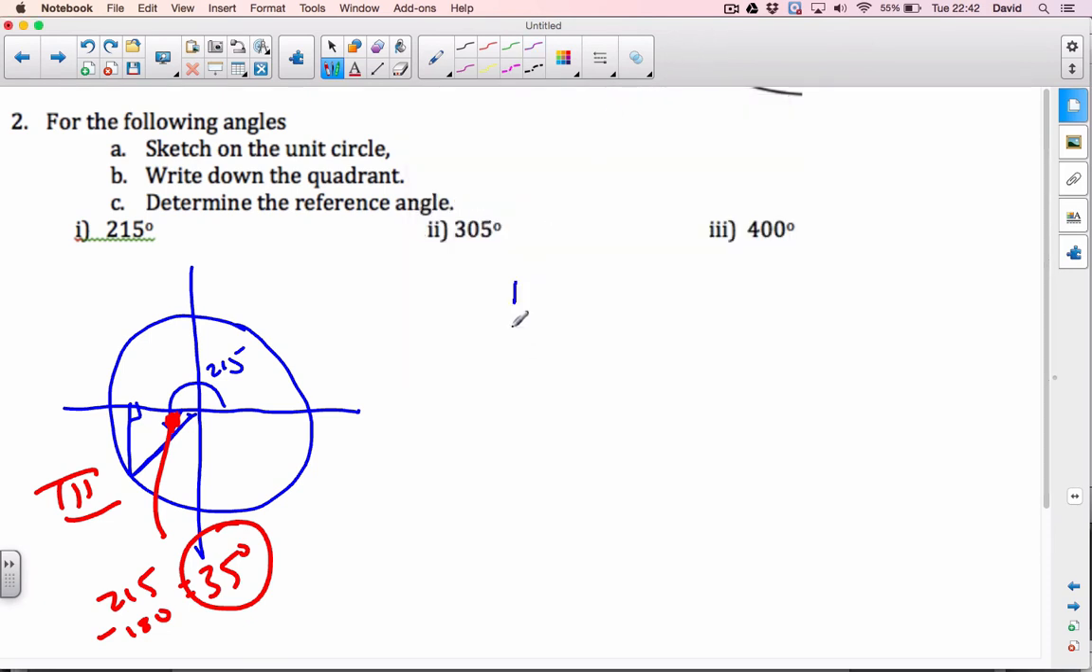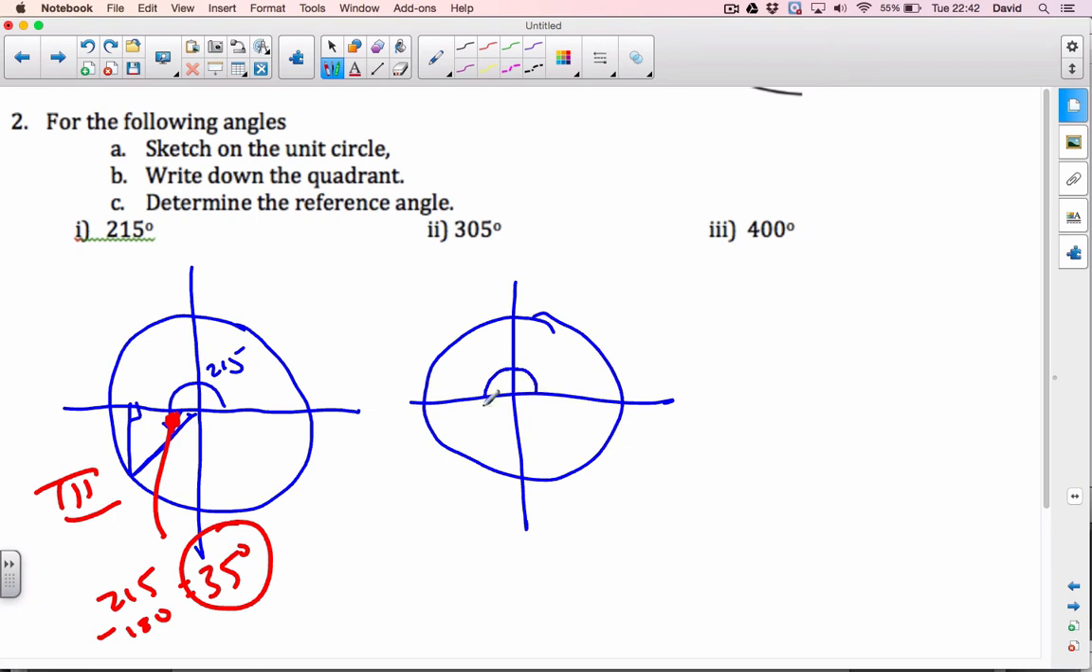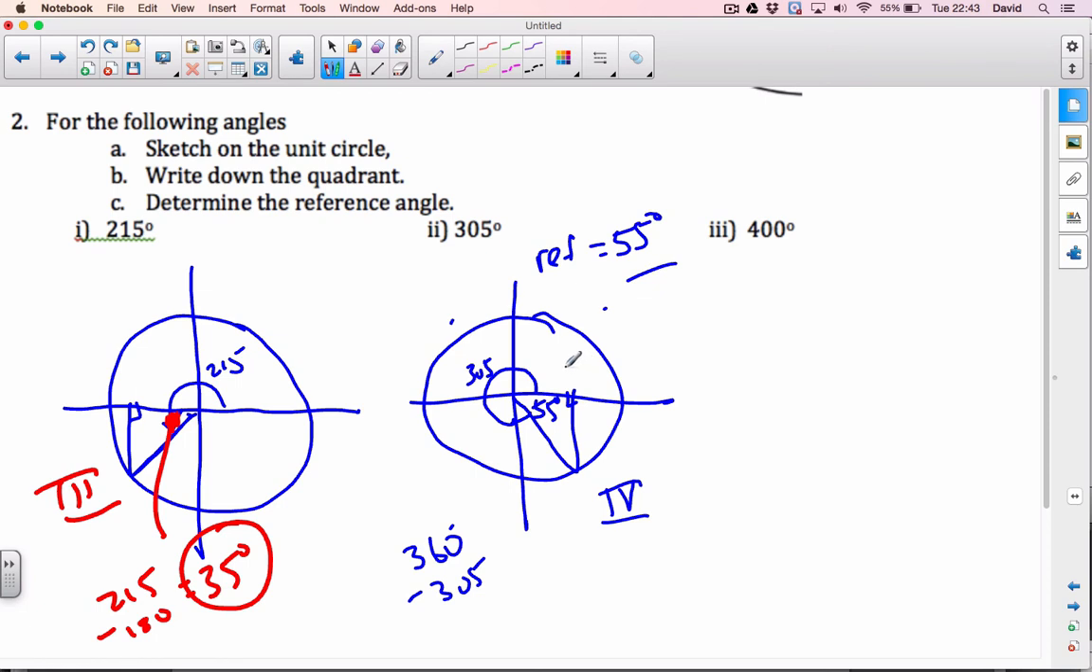Okay, going to the next one. Draw my circle. I know here is 270, that's 360, so somewhere here to the x-axis. So I am in the 4th quadrant, 1, 2, 3, 4. And if this is 305, this angle is 360 minus 305, which is going to be 55 degrees in here. So my reference angle is equal to 55 degrees.